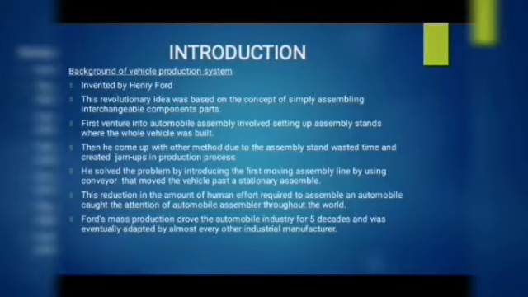For the history of the vehicle production system, it was invented by Henry Ford. This idea was based on the concept of simply assembling interchangeable component parts. His first venture into automobile assembly involved setting up assembly stands where the whole vehicle was built. Then he came up with another method because the assembly stand wasted time and created jams in the production process. He solved the problem by introducing the first moving assembly line using a conveyor.